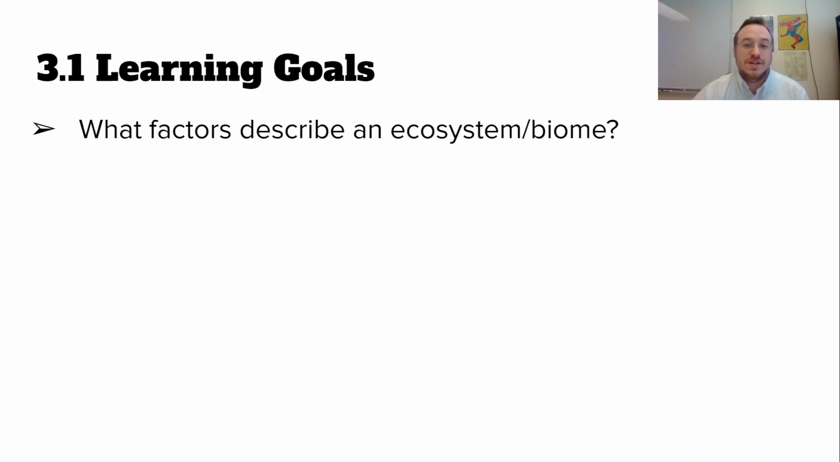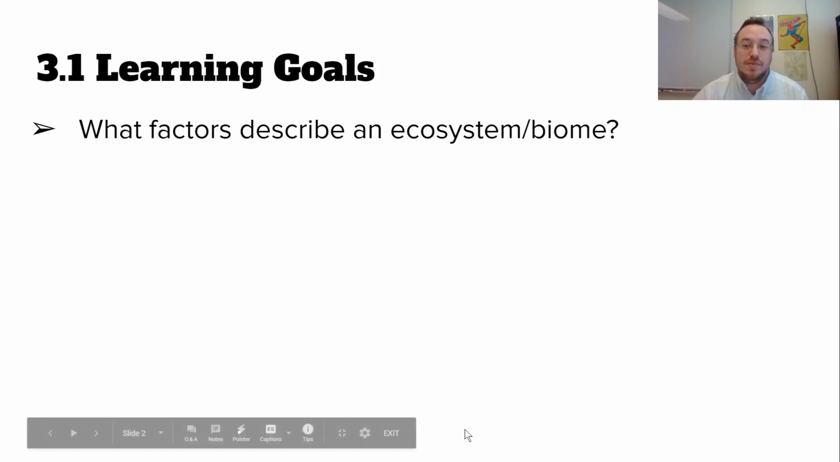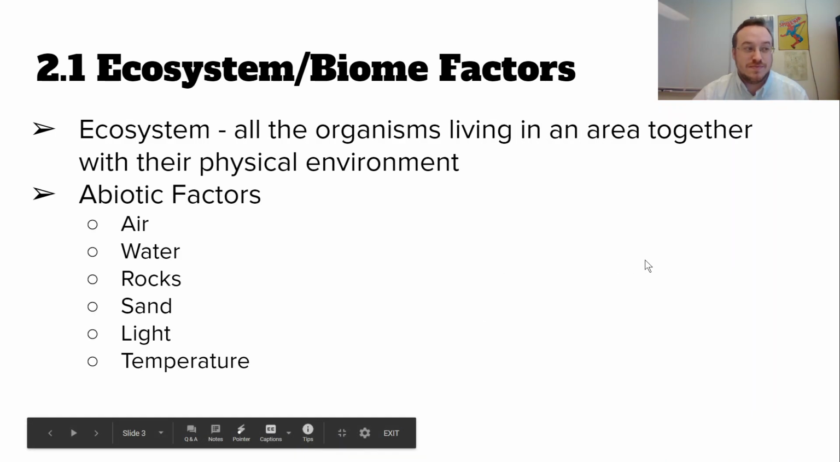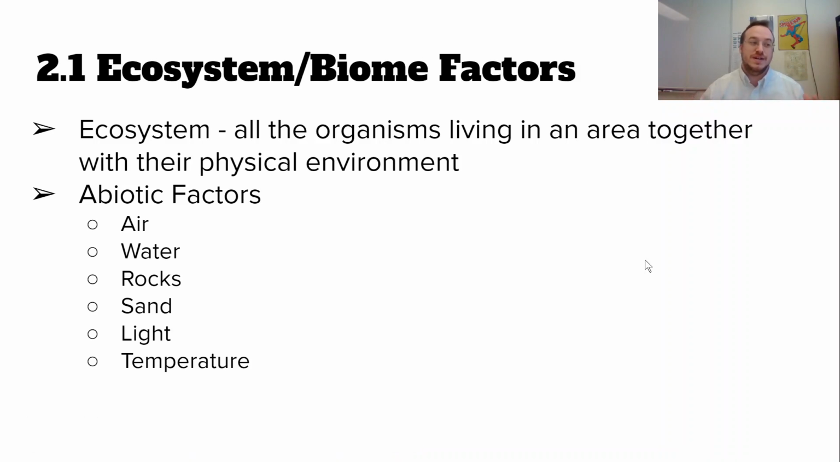There's a little bit of a difference in how we define ecosystem versus biome, but the factors that we use to describe them are very similar. All right, so an ecosystem. First off, let's make sure we know what it is, right? So an ecosystem is all the organisms that live in an area together plus the environment that they live in, right? So everything that lives in an area plus the physical environment.